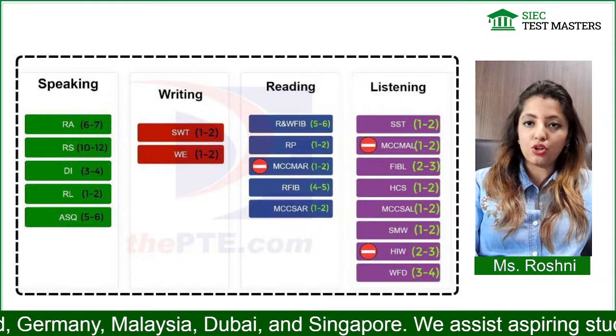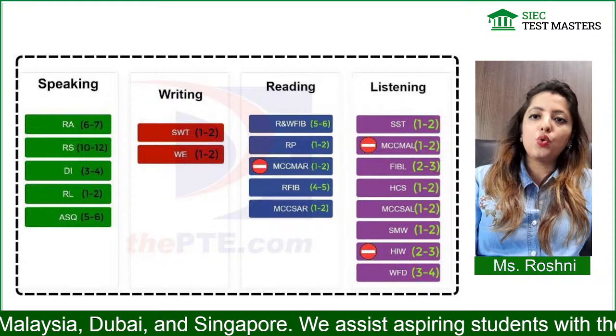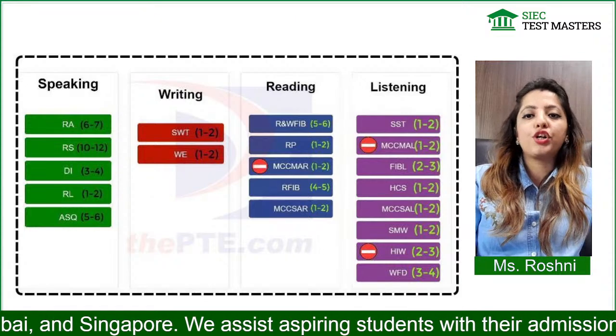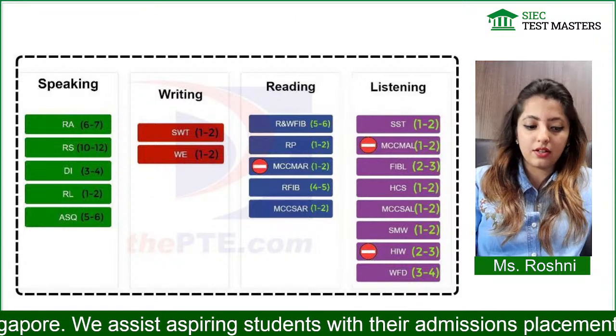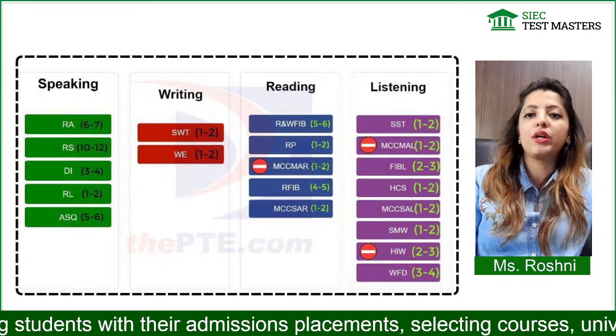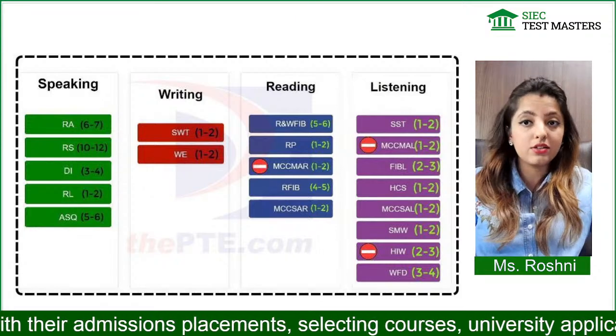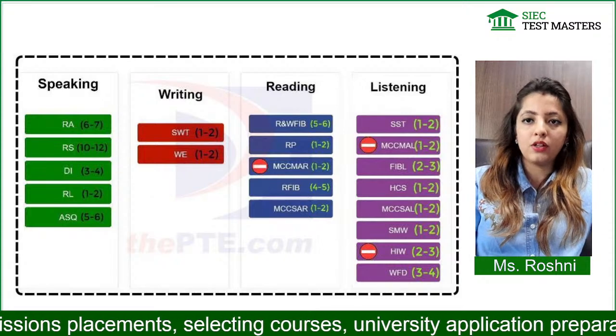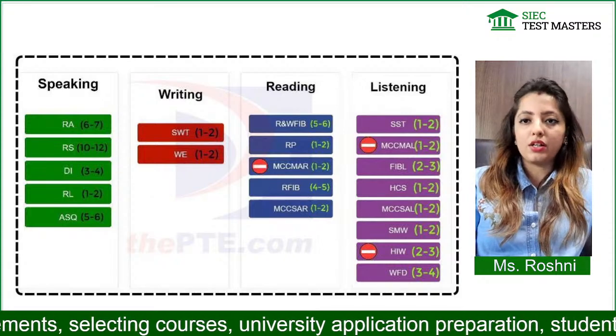Moving on to the next module, which is the writing module. You will be getting 2 different question types. First is summarize written text, around 1 to 2 questions. Another one is essay. Mostly you will get just 1 essay, but there are rare chances that you might get a second one as well. So focus properly and write it down.